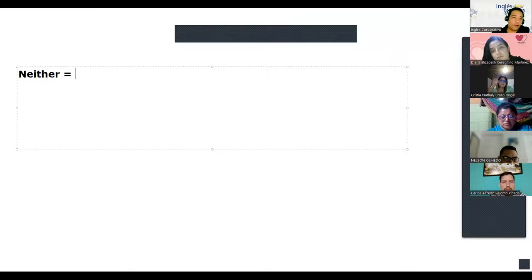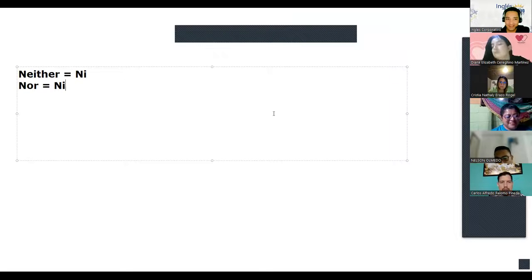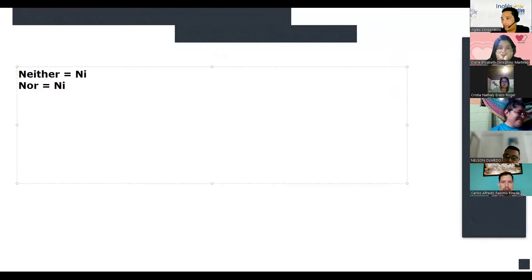This was very popular here in El Salvador. They even call our president this way. Before he became president, they used to call him that way. Nini. There you go. Ni. Yes, as simple as that. So we're going to keep it very simple tonight.